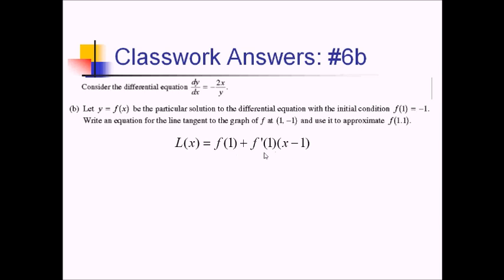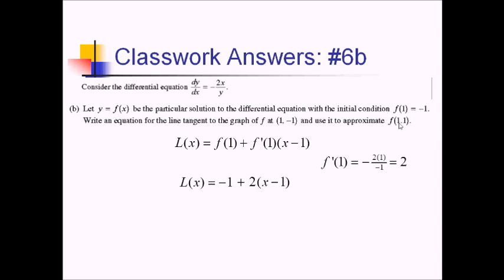f prime of 1 we need to calculate using this differential equation up here. So if I plug in 1 for x, that means I'm using a y value on this one of negative 1. So this is going to be negative 2 times 1 all over negative 1. And then, negatives cancel, so this is just 2. So over here now we've got the y value negative 1, that's what f of 1 is, plus 2 times x minus 1.